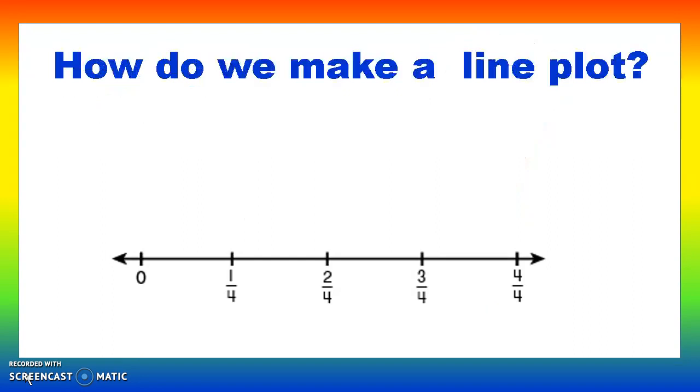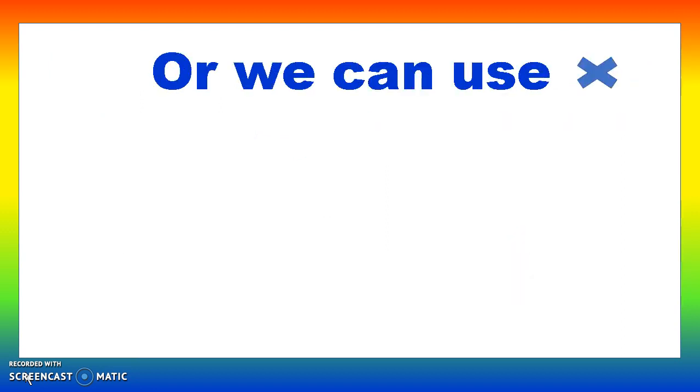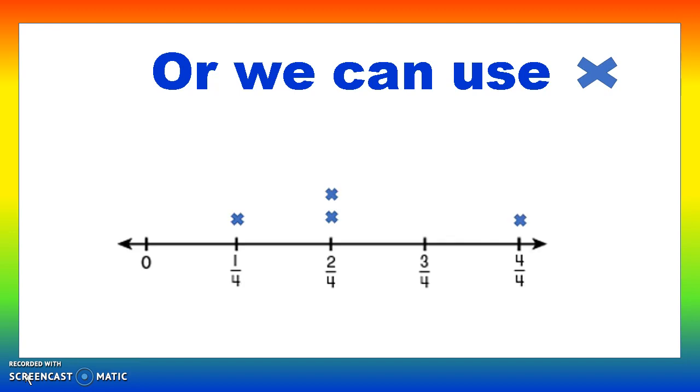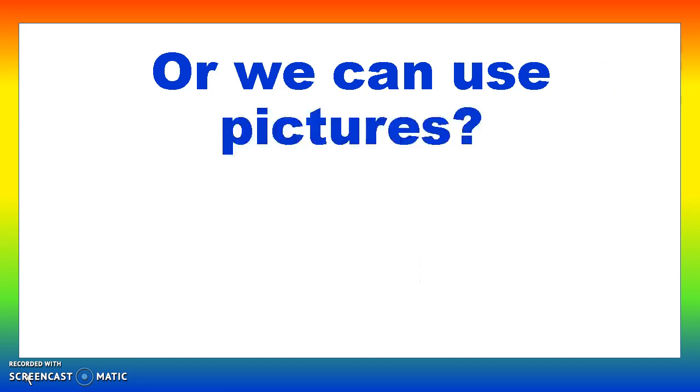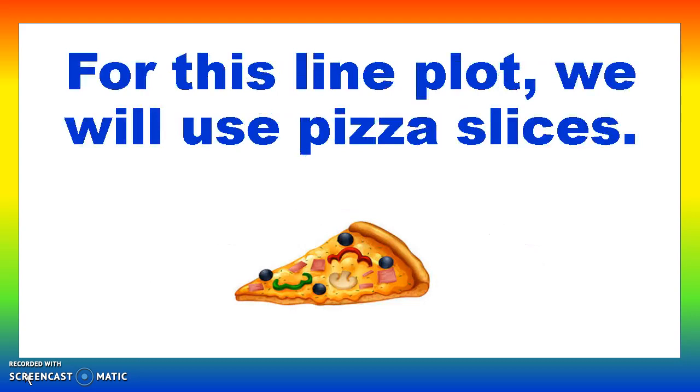How do we make a line plot? It's actually very, very easy. We can use any object to represent the data on a line plot. We can use dots, or we can use an X, or we can use pictures. For this line plot, we will use pizza slices.